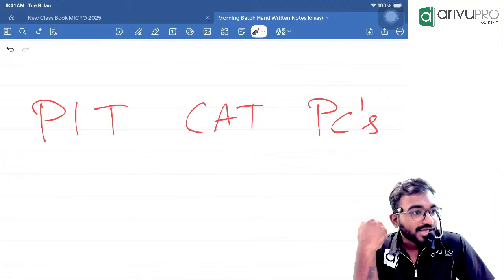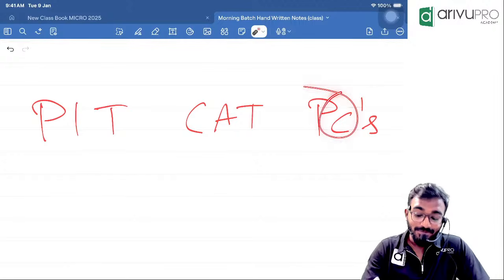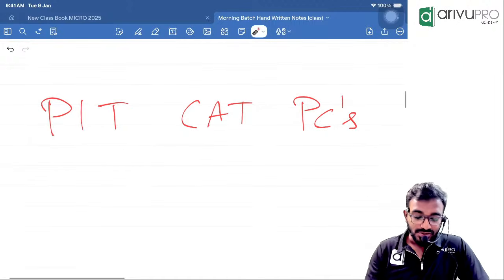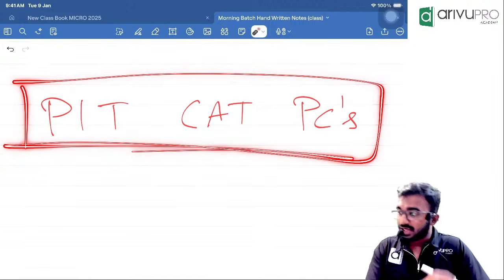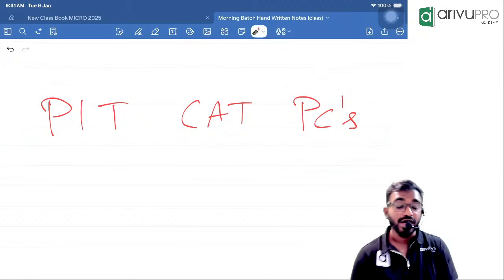Complementary goods are dash related, negatively related. Shashi Kiran, first alphabet, yes. If substitute is positive, complementary is negative. So what is the shortcut to remember determinants of demand? PITCAT PCs. Kindly write down that shortcut.